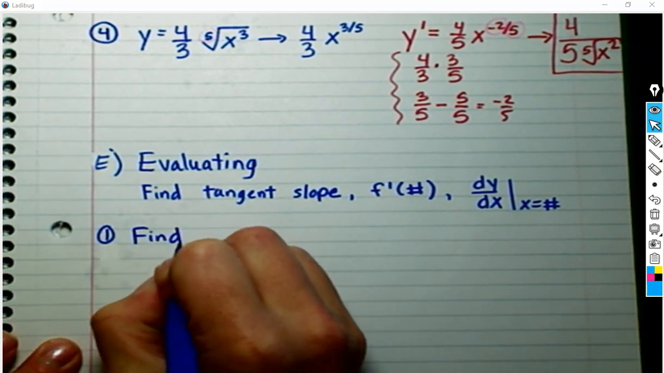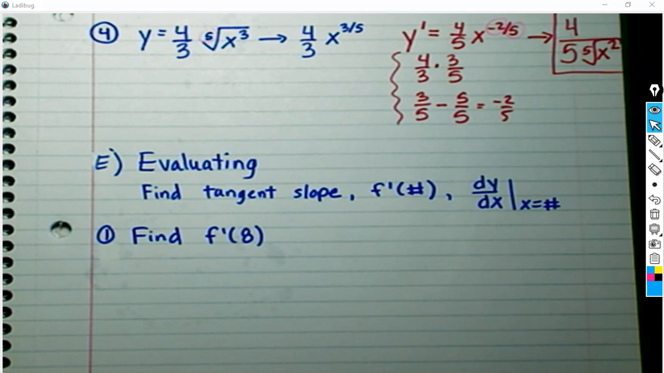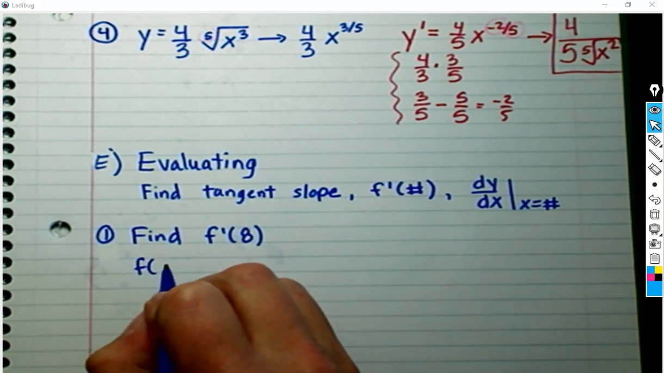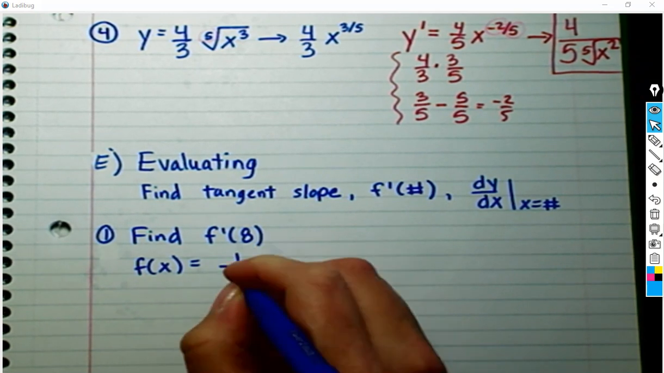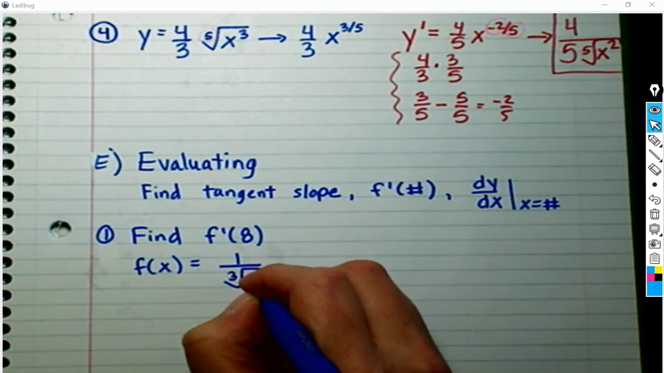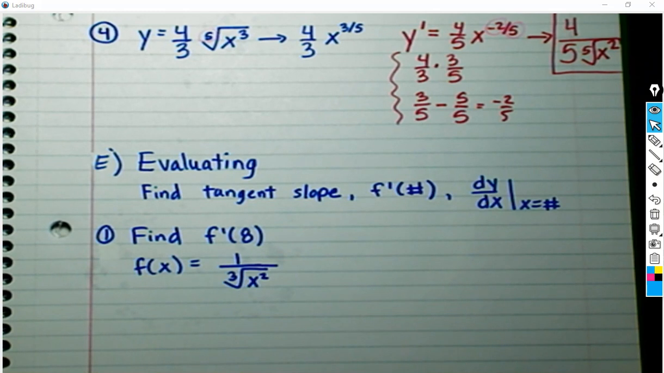Find f prime of 8. Okay? That's the question. f of x is 1 over cube root of x squared. Now, it's not a polynomial. So you've got some work to do before you get to the actual plugging in part.